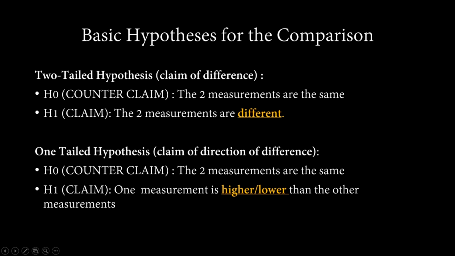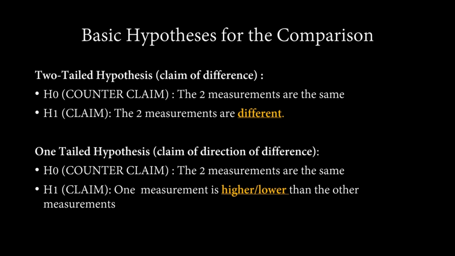We have basic hypotheses for the comparison. We have a two-tailed hypothesis. This is a general claim of difference. The null hypothesis is that the two measurements are the same. The counterclaim, the alternative hypothesis, is that the two measurements are different.